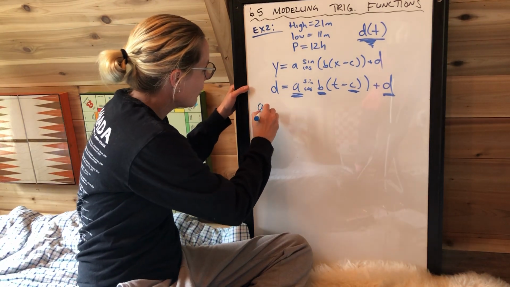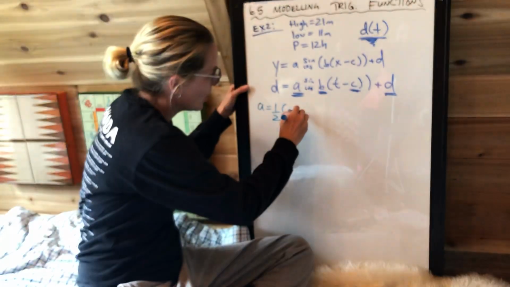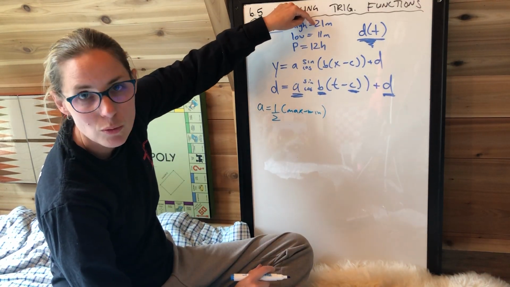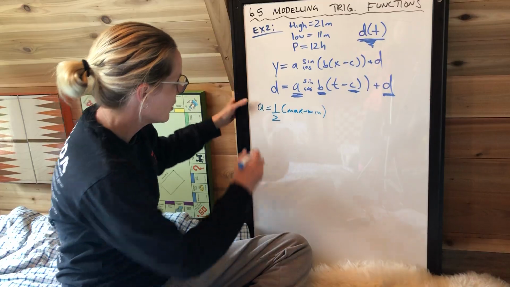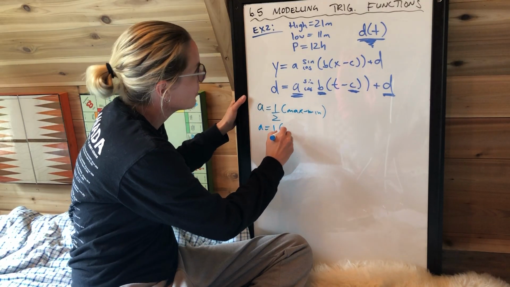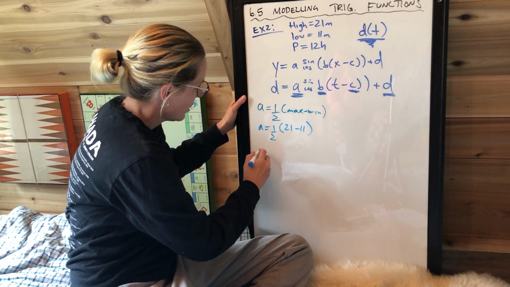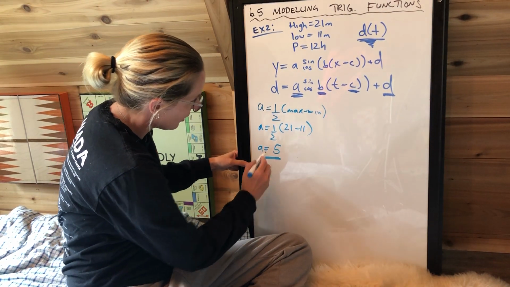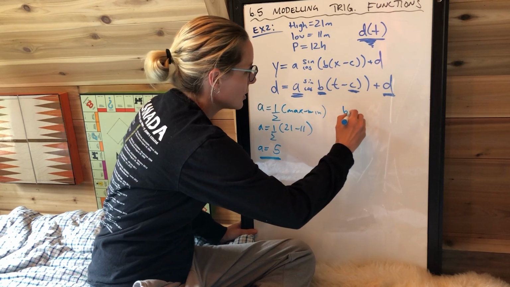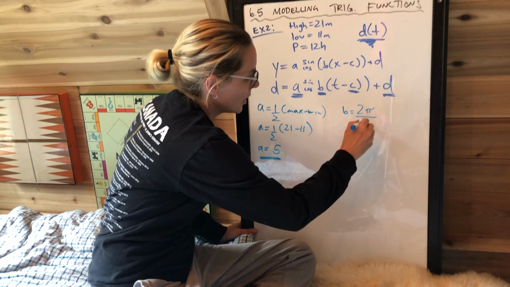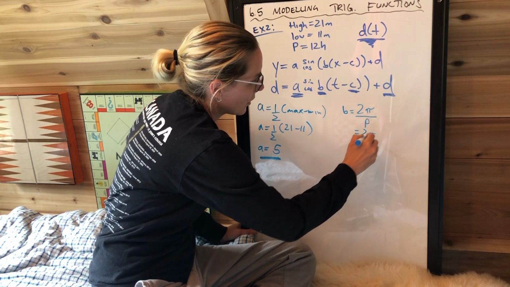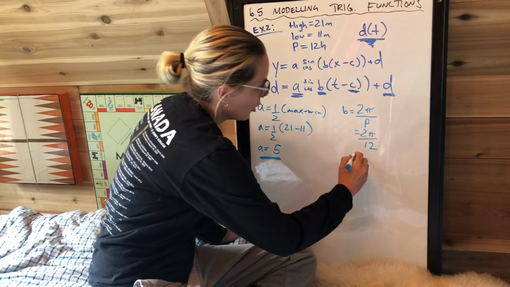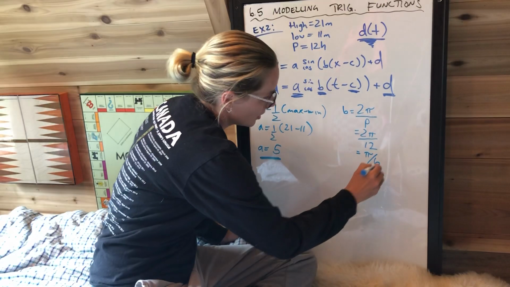Okay, so the A value is sort of the easiest, half the max minus the min. So when we think about water depth, the maximum water depth is 21 meters, the minimum water depth is 11. So the amplitude becomes half of 21 minus 11. Half of 10, which is 5. So we've already found our A value. Our B value is going to be 2 pi divided by the period. We learned that the period is 12 hours. So our B value will be pi over 6.